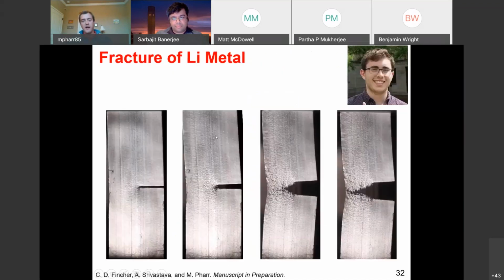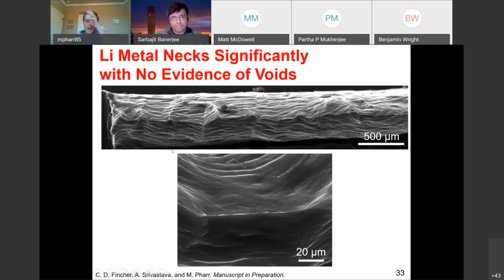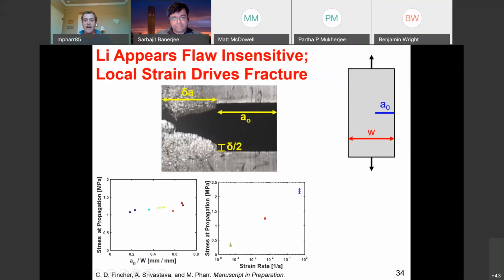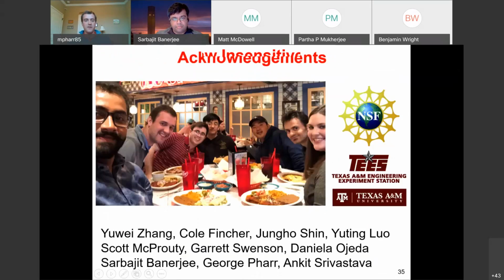This I don't have time to talk about, I think, but we also did some analysis of the ultimate failure of lithium. It's really textbook, extreme, perfect ductility. We neck down to almost a single line here. We see almost no evidence of voids, and we have some modeling and evidence that there's a local strain that's actually causing the ultimate failure of this material.